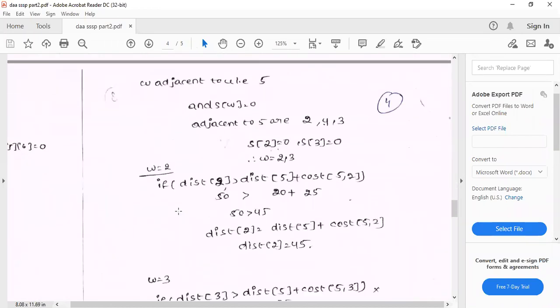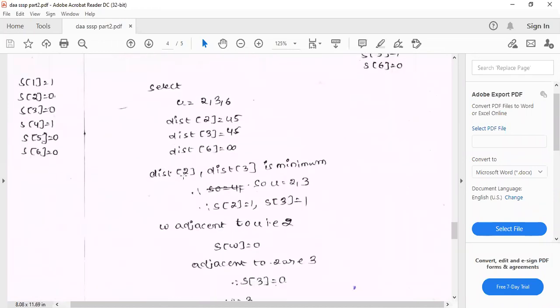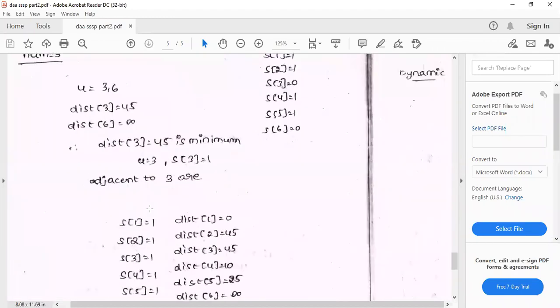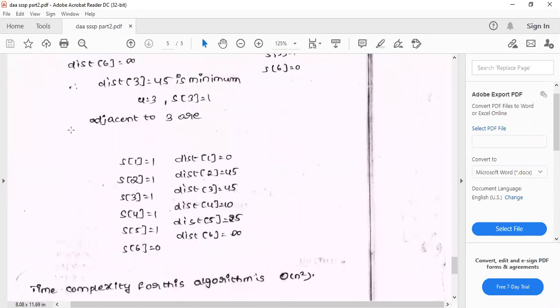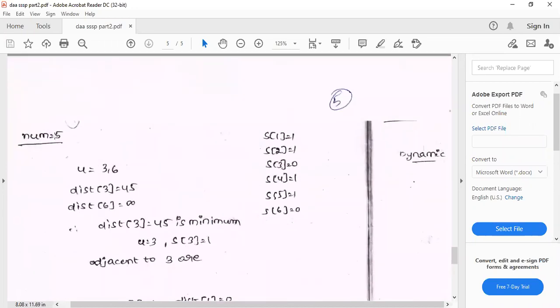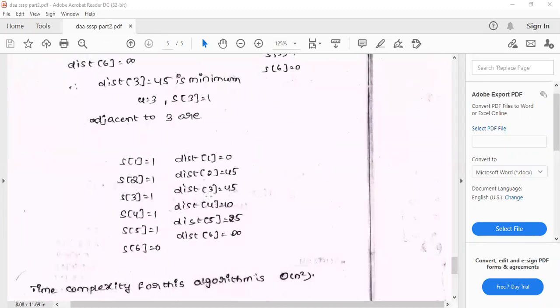So in the second iteration we update distance 2 and select the next nearest vertex. Distance 2 is 45 and distance 3 is 45. Select any one. Suppose you select the second vertex as the nearest vertex and update the distances. Next, in iteration 5 we select the third vertex. By using the second vertex, the direct path is 45. So distance 3 is 45.